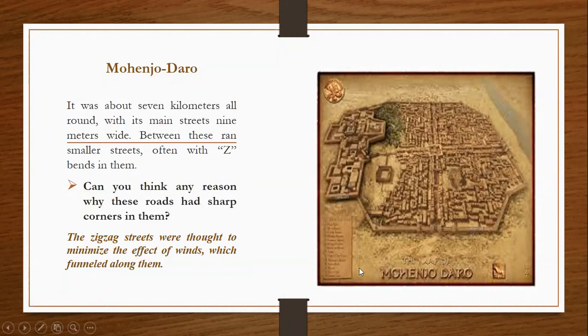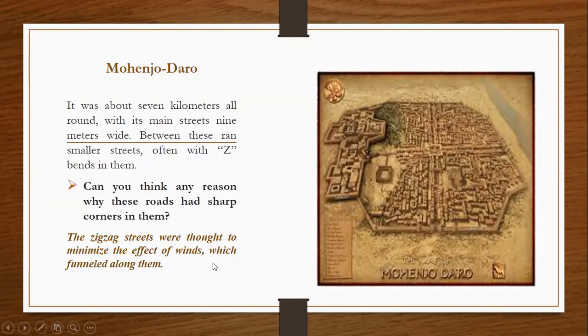Now, this question comes to your mind, why the Z bends? Can you think of any reason why these roads have sharp corners in them? These zigzag streets were thought to minimize the effect of winds which funnel along them.